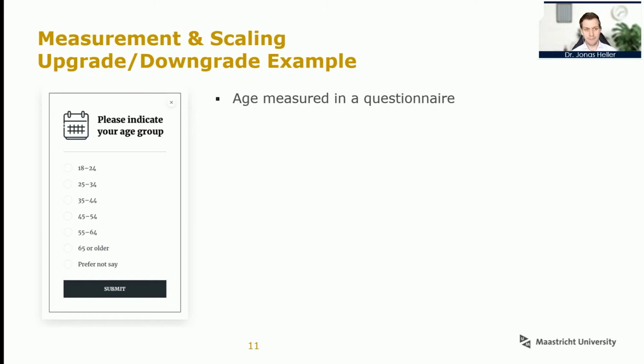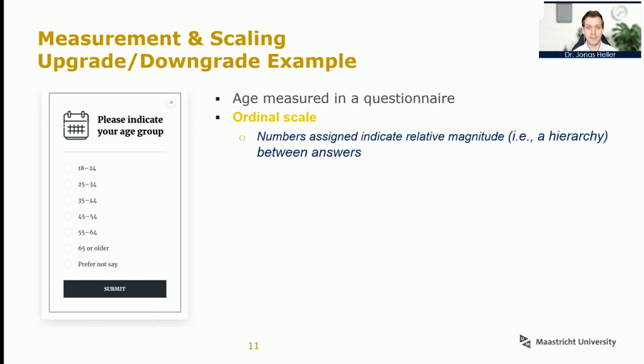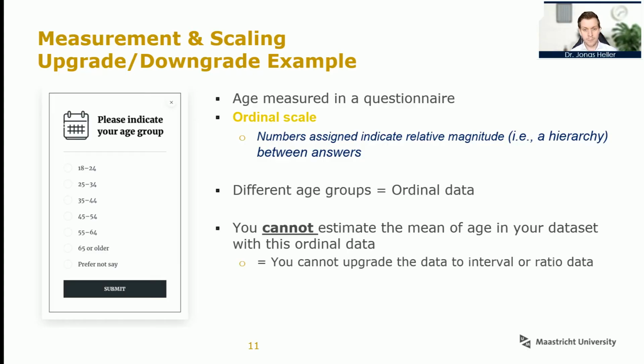So what we have here is ordinal data, because the numbers assigned are indicators for the relative magnitude between the answers, right? So we know that participants in the age group of, let's say, 55 to 64 are older than participants in the age group of 45 to 54 and so on. So we have ordinal data. The problem with that is we won't be able to estimate the mean of the age in our data set with this ordinal data, right? We cannot upgrade the data to interval or ratio data.